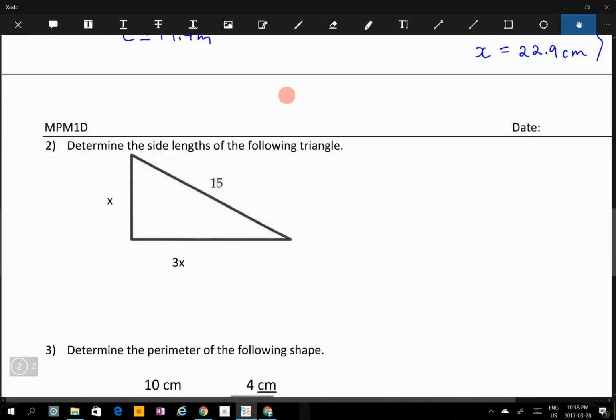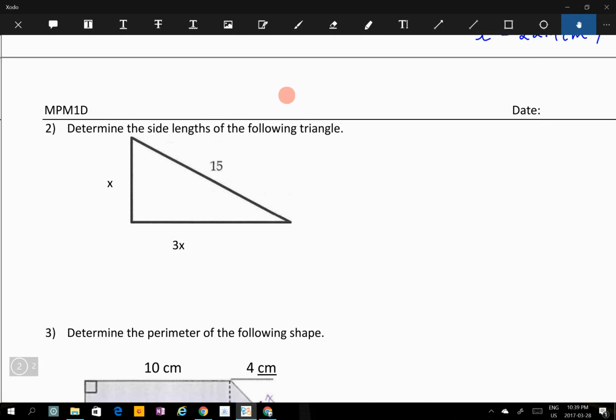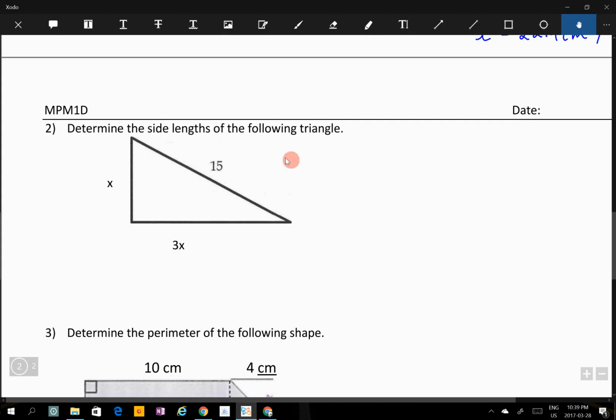Now some more trickier problems. Determine the side lengths of the following triangle. So again, where's my hypotenuse? Where's my 90-degree angle? The 90-degree angle, even if it's not labeled, is the L-shaped angle. So this is the L-shaped, it's the 90-degree angle. And my opposite side is 15, so this is going to be C. So the squares of these two sides have to equal the hypotenuse squared.